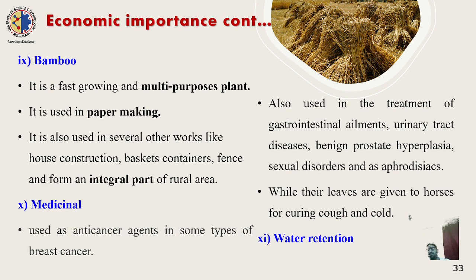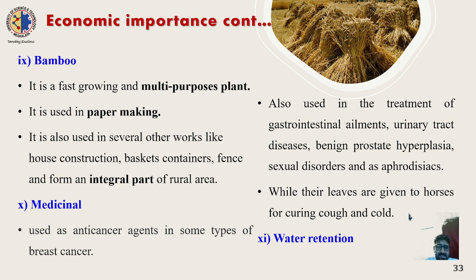Another major importance of this family is bamboos. Bamboo is a multi-purpose plant because it has multiple functions and multiple uses. Some bamboos are used for making paper, some are used in construction, baskets, containers, and fences, especially in rural areas. They are also used in making houses and other things.